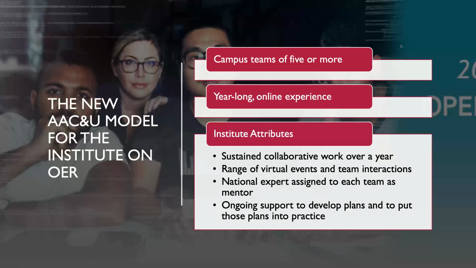You'll certainly have your own single mentor, but this sustained collaborative work over the span of a year, we believe will help a campus meet its OER goals. So across that year, there'll be a range of virtual events and opportunities for team interaction. So not just you working alone, but other campuses that are at a similar stage or have similar goals, you'll be able to chat with them and get feedback. There's national experts, as I mentioned, assigned to each team, and there's going to be ongoing support as you develop plans and as you put those plans into action.